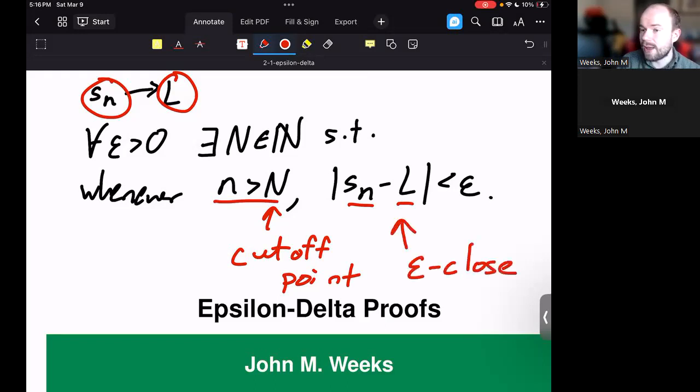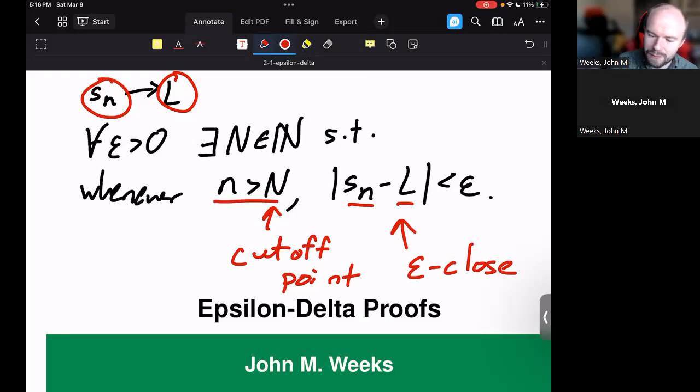When I say epsilon, I mean like a small number, and that number could be a half, it could be 1 over a million. Eventually, I need to say for any amount of closeness that I require, there exists a cutoff point, so that past that cutoff point in the sequence is close enough. It never jumps out of that epsilon window ever again past that cutoff point. So that's what we mean for a sequence to converge.